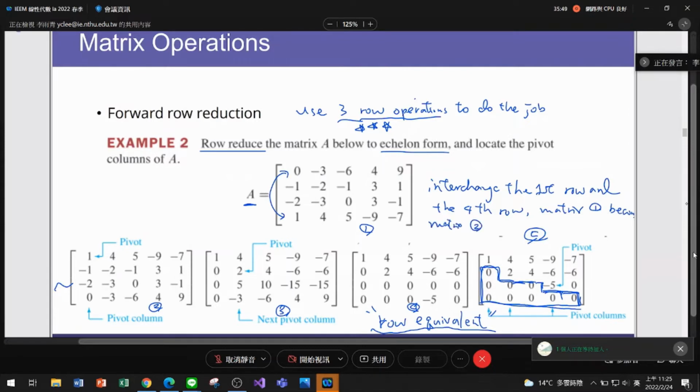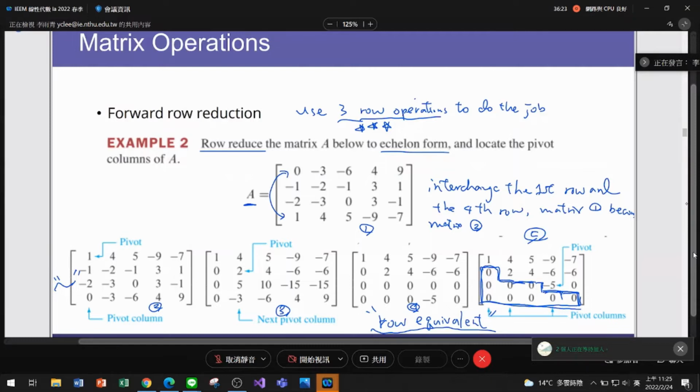And since interchange is one of the allowable row operations, we could say matrix 1 and matrix 2 are row equivalent. And since they are row equivalent, we can use this symbol, like a wave, to say that this matrix and this matrix are row equivalent. So we now obtain matrix 2 by interchanging two rows.